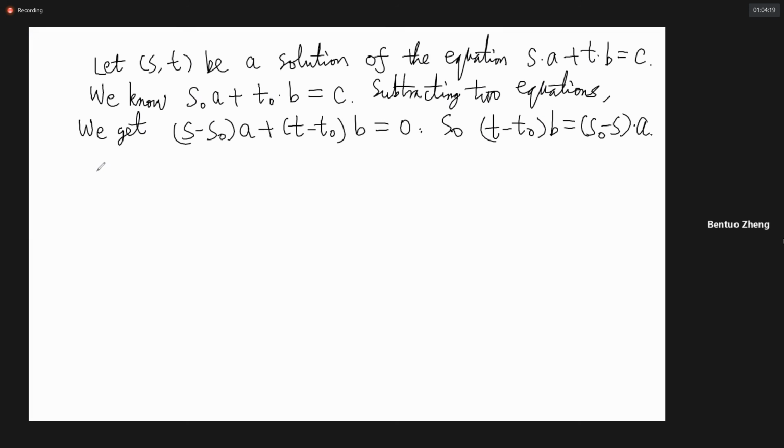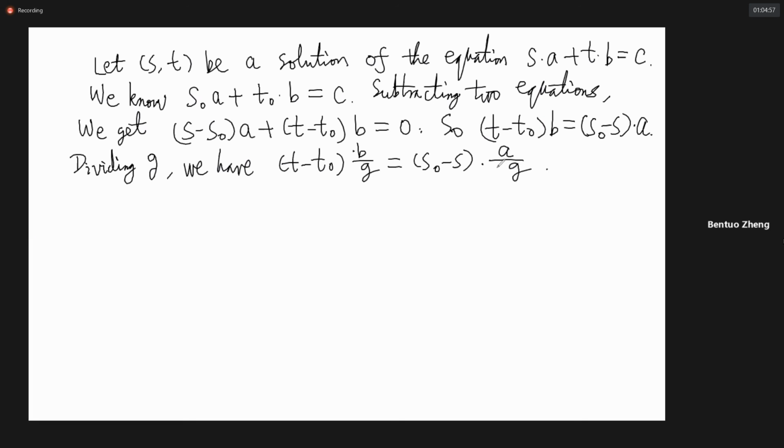Okay, now if you look at here, we can divide by the greatest common divisor of both A and B. So dividing by G, we have T minus T0 times B over G is equal to S0 minus S times A over G. So since G is a divisor of A and B, you know that B over G and A over G are integers.